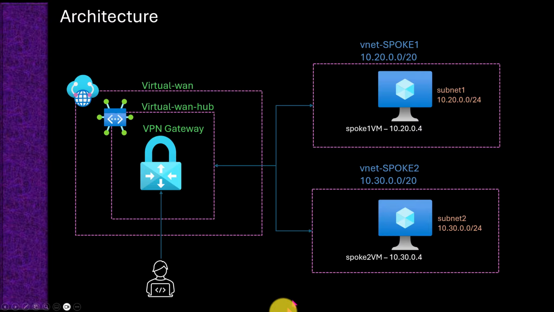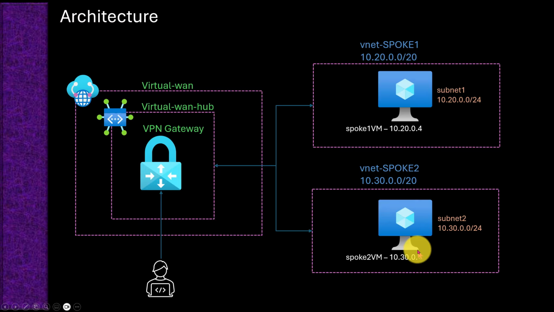In this architecture, you see virtual WAN. Within virtual WAN, there is a WAN hub, and within the hub, we deployed a VPN gateway. Then on the other side, you've got 2 spoke networks, spoke 1 and spoke 2, right? These networks are connected to the virtual WAN hub. And then this user will use P2S connectivity, hop onto the VPN gateway, and then access these VMs, which are running in the private network. That is the overall intention.